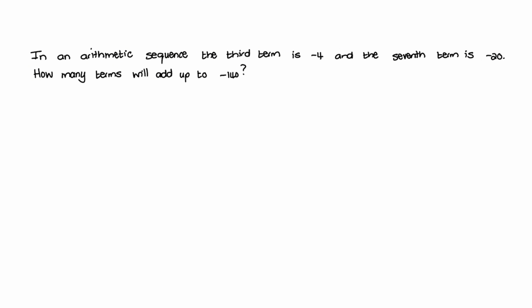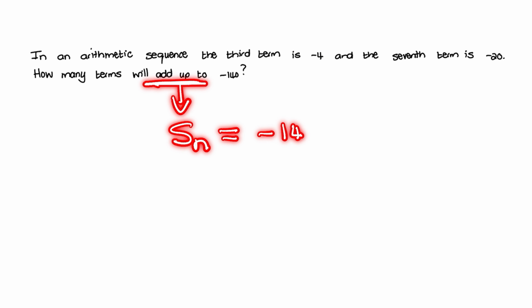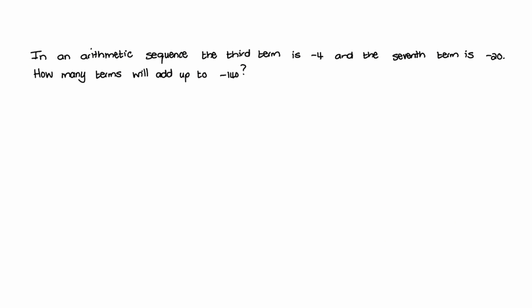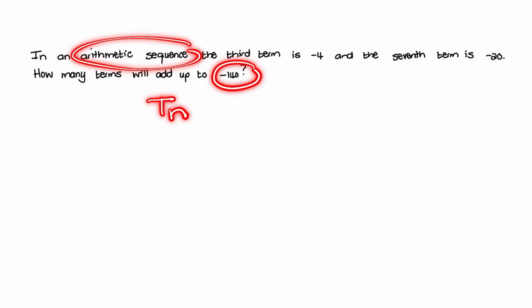But then they say how many terms, so that tells me we need to find an n value, will add up to -140. Now this part here where it says will add up to is referring to Sn. So we know the sum of terms is -140.